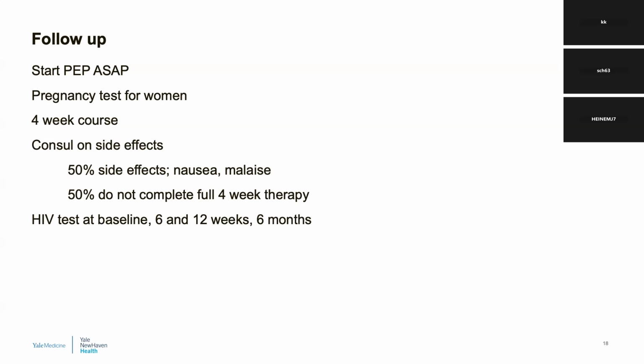We get an HIV test at baseline, 6 and 12 weeks, and then again at 6 months. And the reason for that is that the incubation period of these viruses can be so prolonged to the point where some transmission events have occurred, and they've been diagnosed, as late as 6 months after exposure.